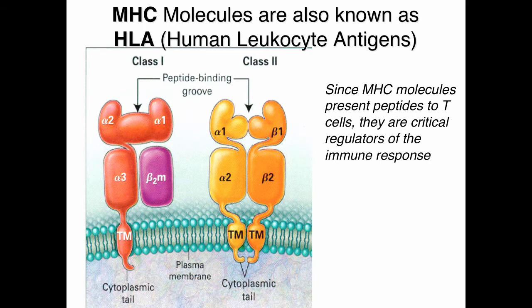And these MHC molecules are very important for regulating T-cell activation and the immune response in general. And so I just want to talk a little bit more about them and how they interact with these peptides and present them to T cells. There are two main classes of MHC molecules, called MHC class 1 and MHC class 2. These MHC molecules in people are also known as the human leukocyte antigens. And as I said, because they present peptides to T cells, they are critical regulators of the immune response.